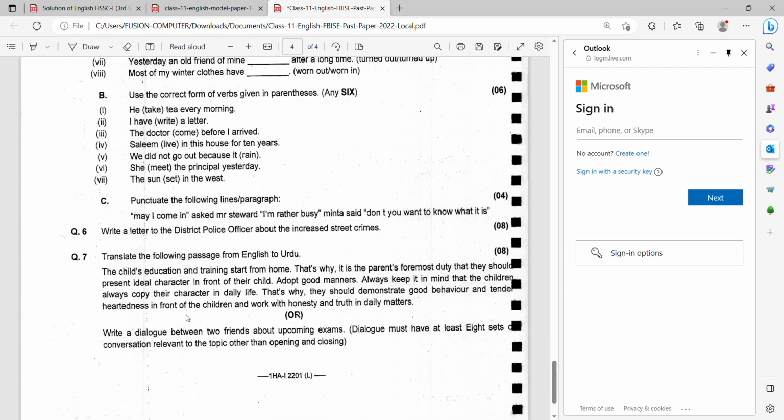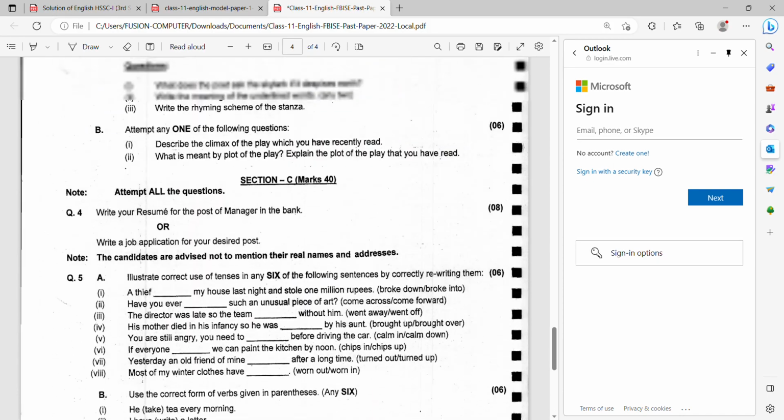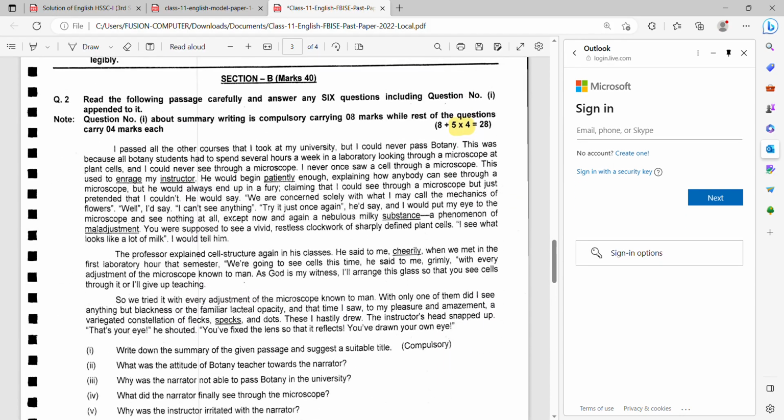Question number 6 is the second last question of your paper. Write a letter to the district police officer about increased street crimes. Number 7, translate the passage from English to Urdu. The passage is given from a book, or you may have a choice to write a dialogue on the given topic in your paper. So this is all about your paper of English, dear students.